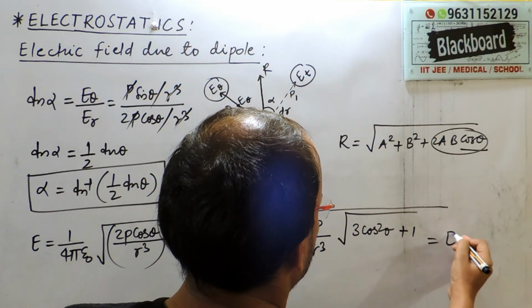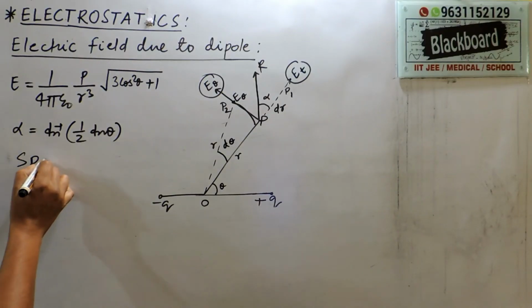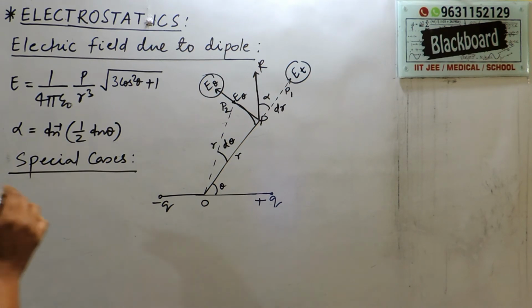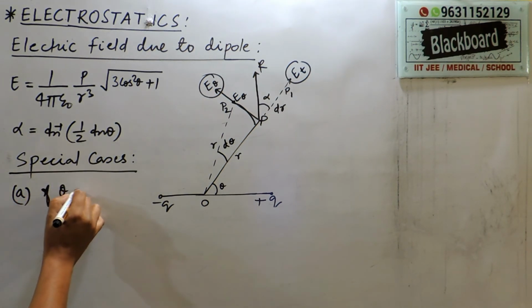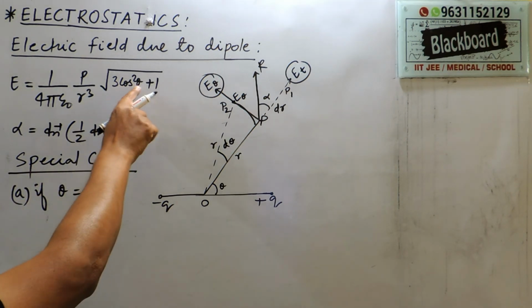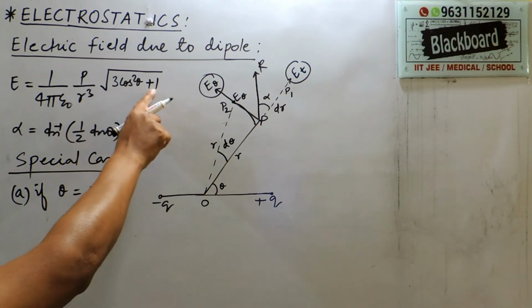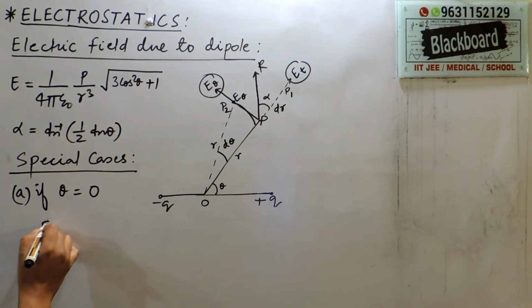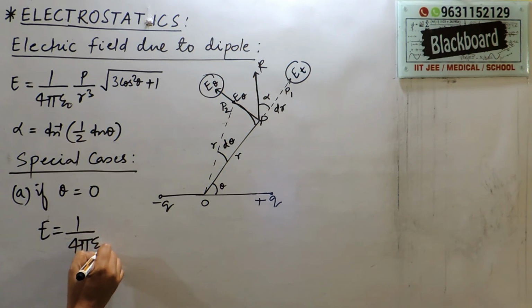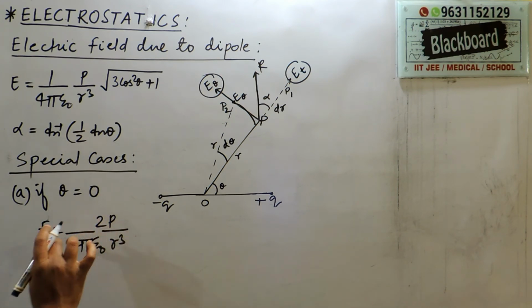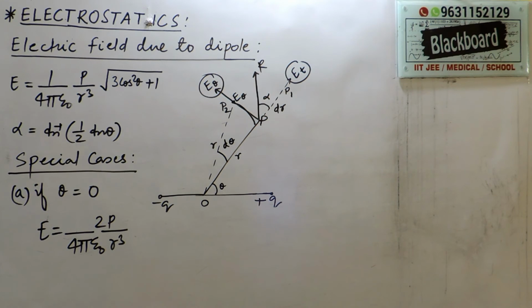You have the value of E. In special cases, first, if theta is equal to 0, then cos 0 is 1, so this will be 3 plus 1, that is 4. The root of 4 is 2, so E will be 1 by 4 pi epsilon naught, p by R cube, into 2, that means 2p by 4 pi epsilon naught R cube is your electric field.